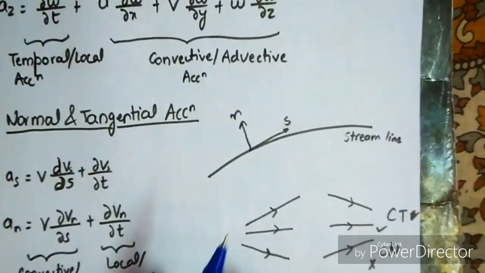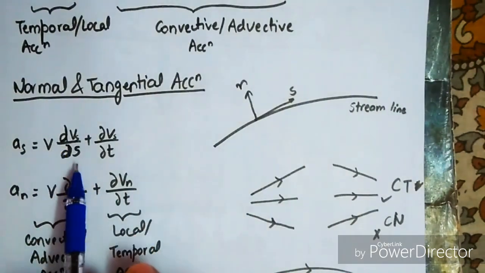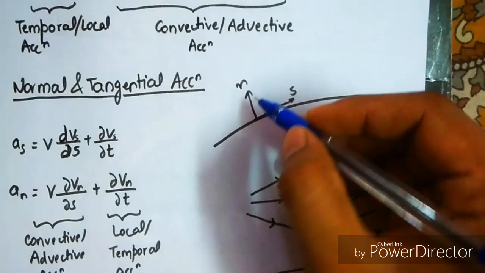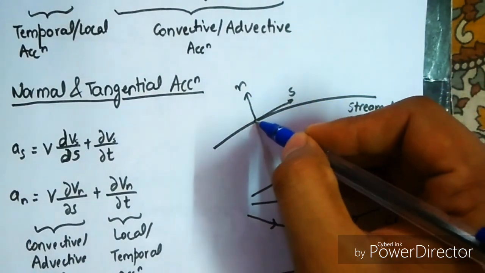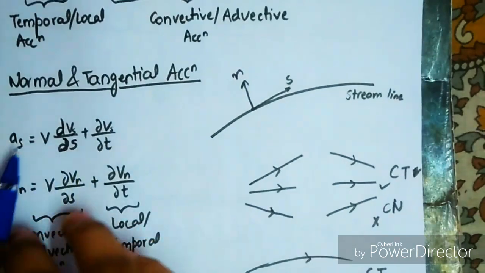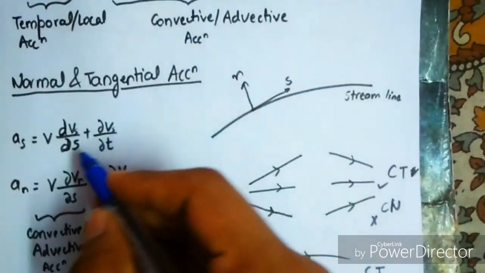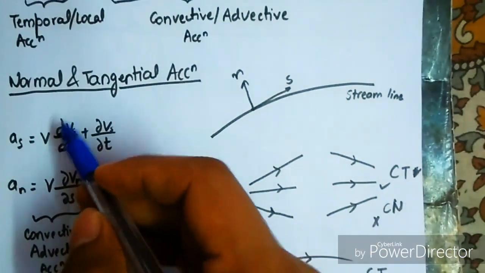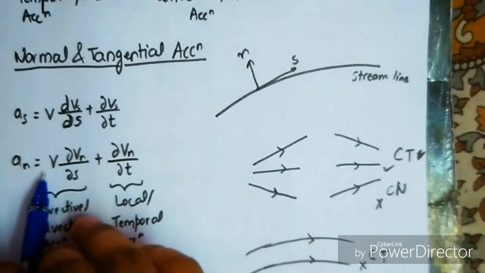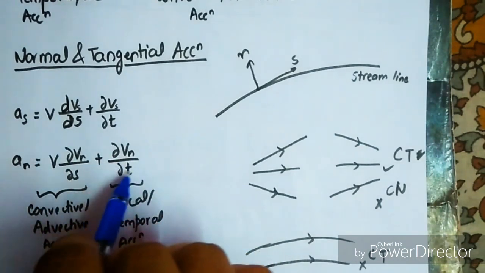Okay. Now the normal and tangential acceleration. A is equal to v ∂vs/∂s plus ∂vs/∂t. Here we are having a streamline like this. This is the normal component of velocity at some point, and this is the tangential component. Then we are having the tangential component as a equal to v ∂vs/∂s plus ∂vs/∂t, and v is outward. Okay. Now an, that is the normal component, equals v ∂vn/∂s plus ∂vn/∂t.